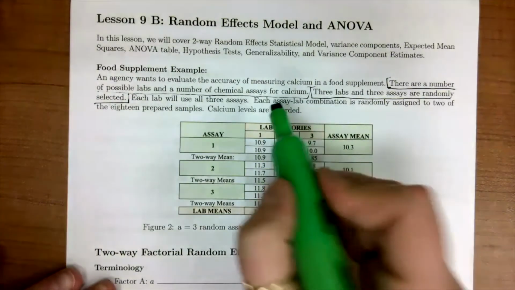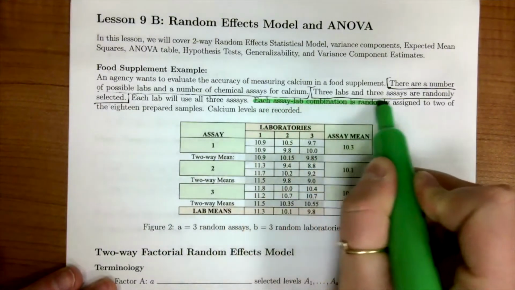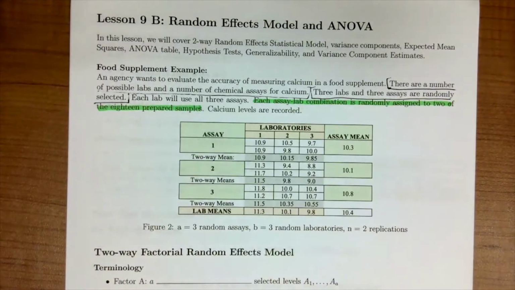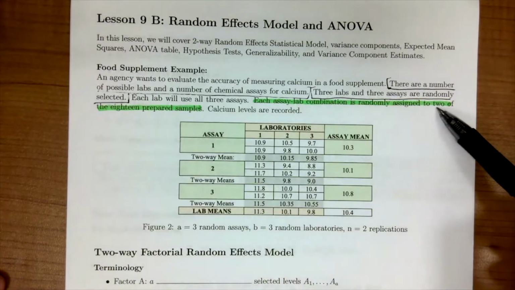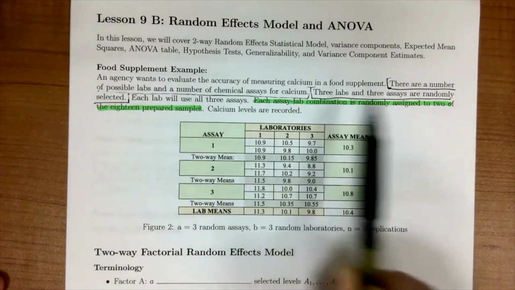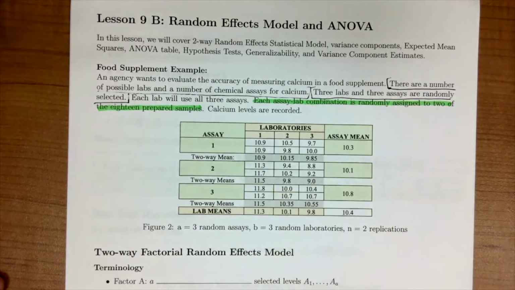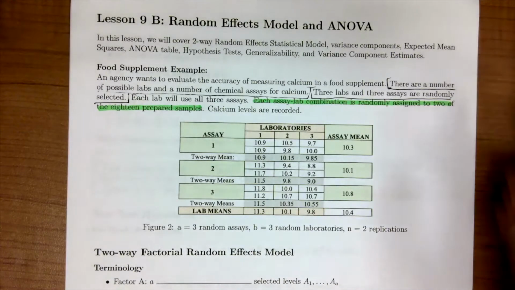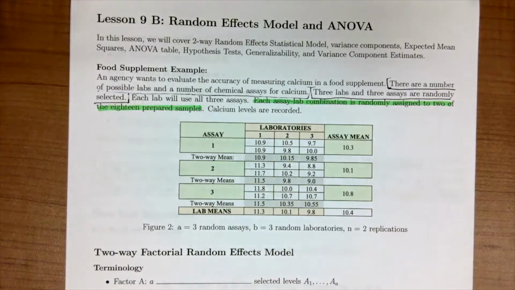Then we have this statement right here, where it says each lab combination is randomly assigned to 2 of the 18 prep samples. This green highlighted statement is just good design of experiment protocol. What we're saying is once we have our treatment combinations, we're randomly applying it. That is very familiar. We saw that in our CRD, our block, our RCBD, and all that. This green statement is just good design protocol. The underlined black statement is really telling us that we have a random effect.